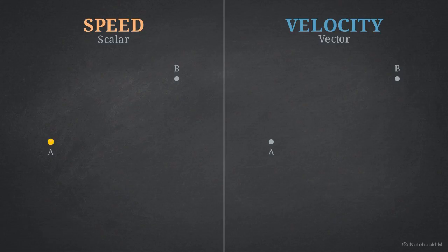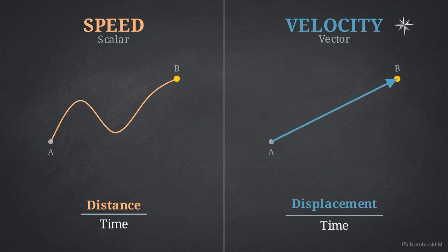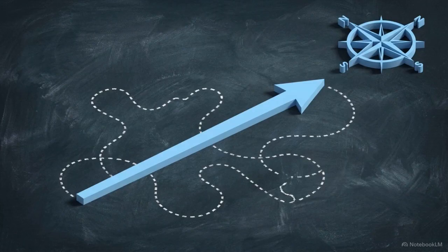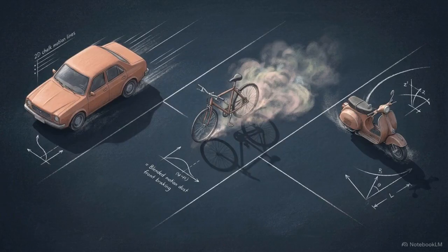This logic dictates how we measure movement over time. Speed is simply distance over time, while velocity is displacement over time. By adding direction to the calculation, we transition from tracking how far someone has walked to knowing exactly where they stand relative to the origin. In the real world, objects rarely maintain a constant velocity.